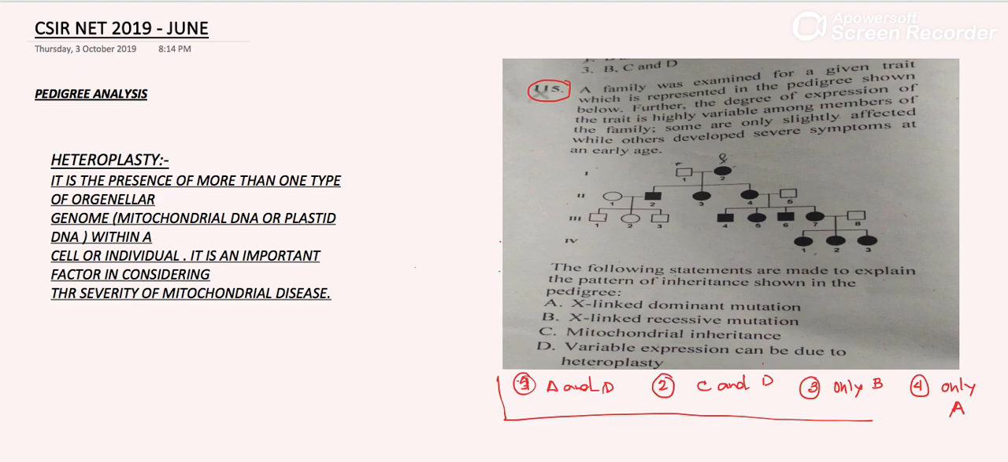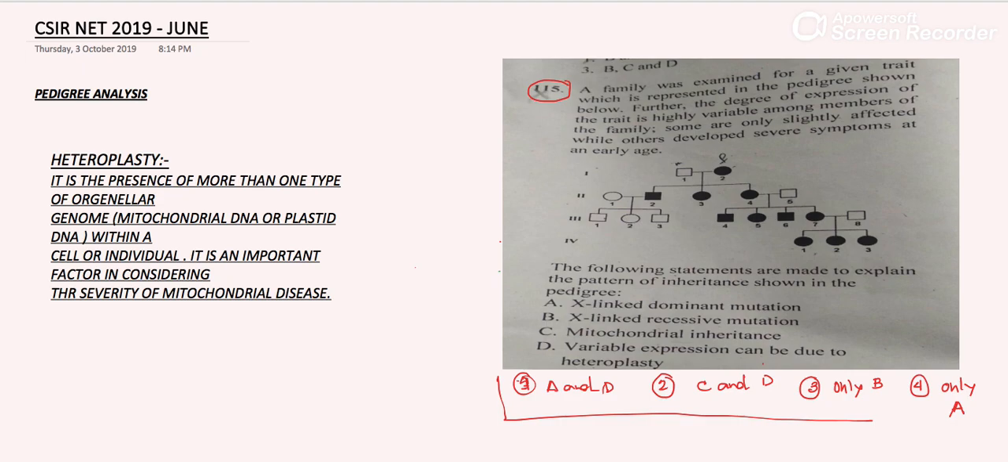A family was examined for a given trait which is represented in the pedigree shown below. Further, the degree of expression of the trait is highly variable among the members. The disease shown in this chart is not of a similar type in all members. Some are only slightly affected, while others develop severe symptoms at an early age.